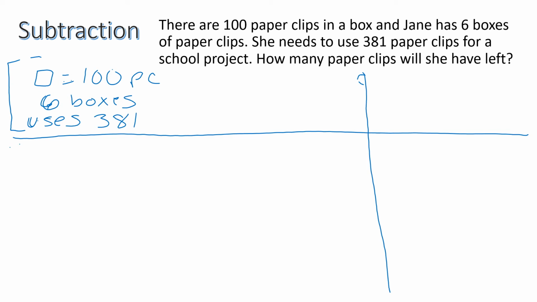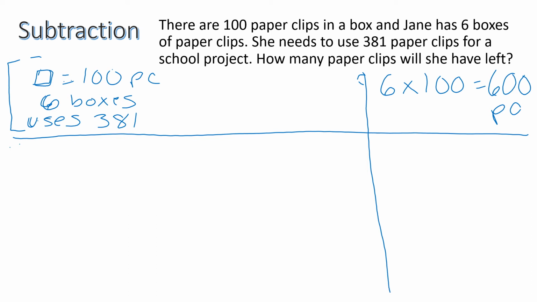So I drew out my information. I know that one box has 100 paper clips, 6 boxes. So my first step is going to be to figure out how many total she is starting with. So 6 groups of 100 would equal 600 total paper clips. Okay, I'll do PC for paper clips.